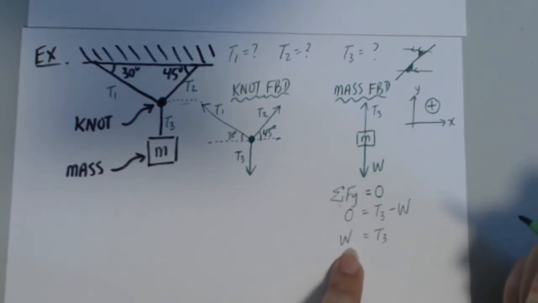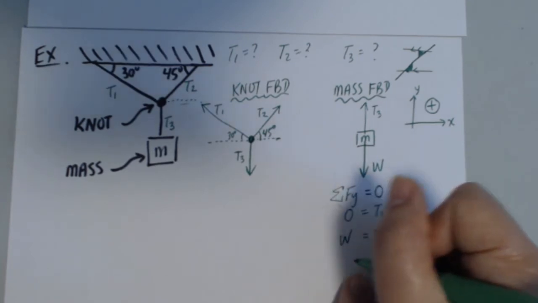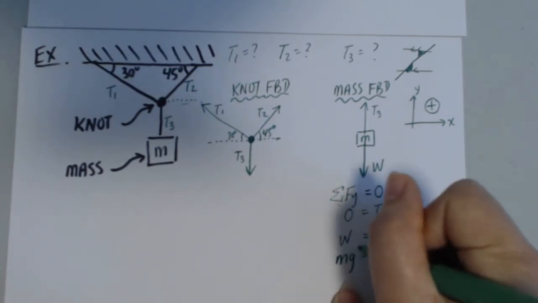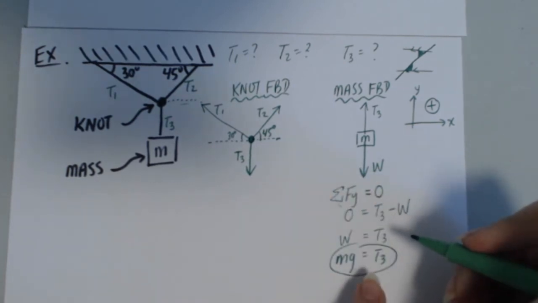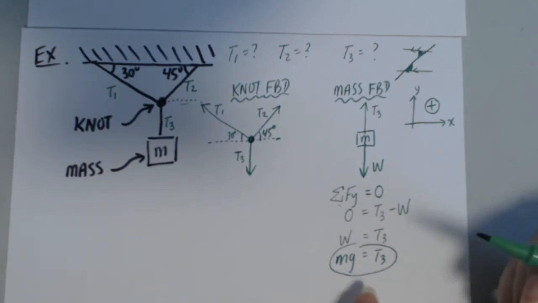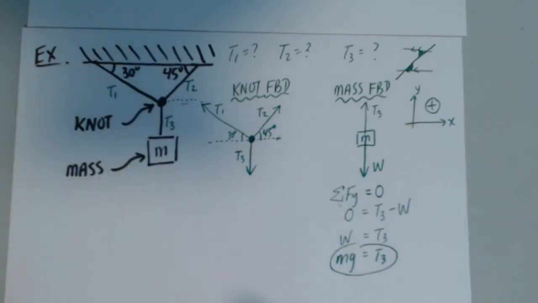Okay, now W is weight. Weight is equal to mass times gravity, and the mass here is represented by lowercase m, so that's kind of perfect. So T3 is equal to mg. And since we have to get our answer in terms of m, this is okay, because remember g is just a constant. Okay, so now we have one less variable over here. So this gets plugged in over there.